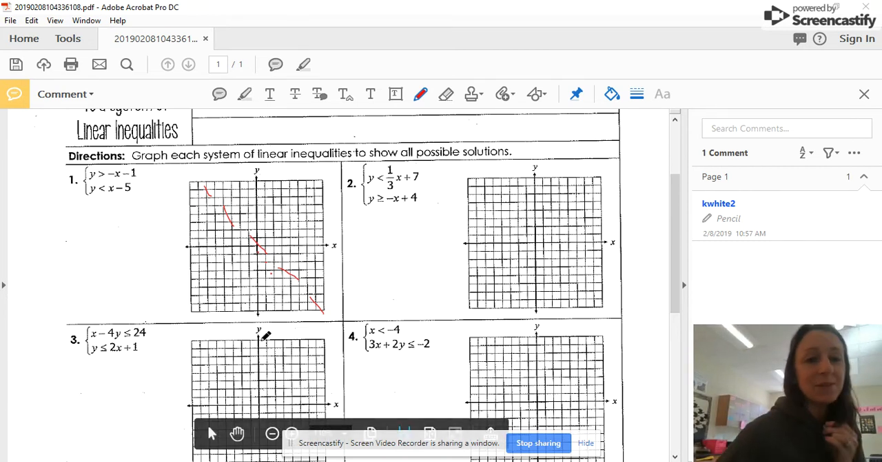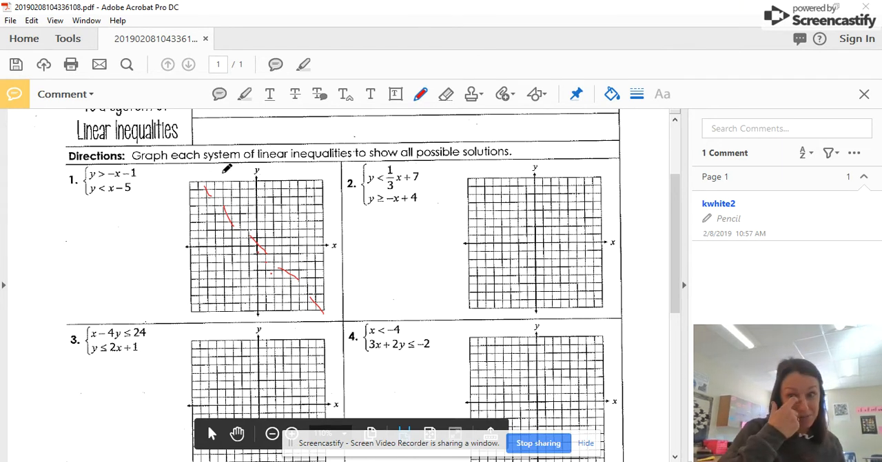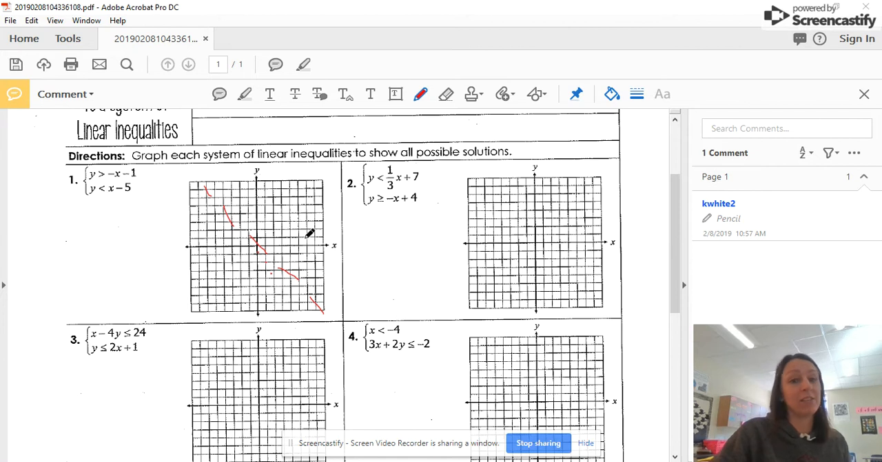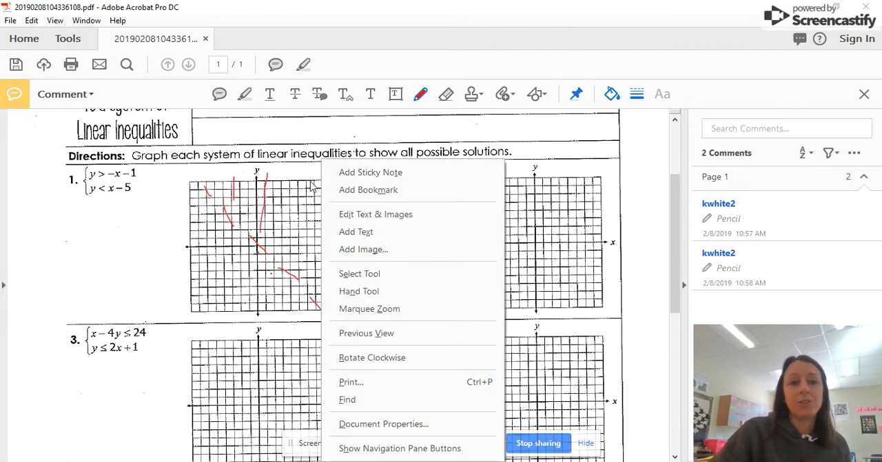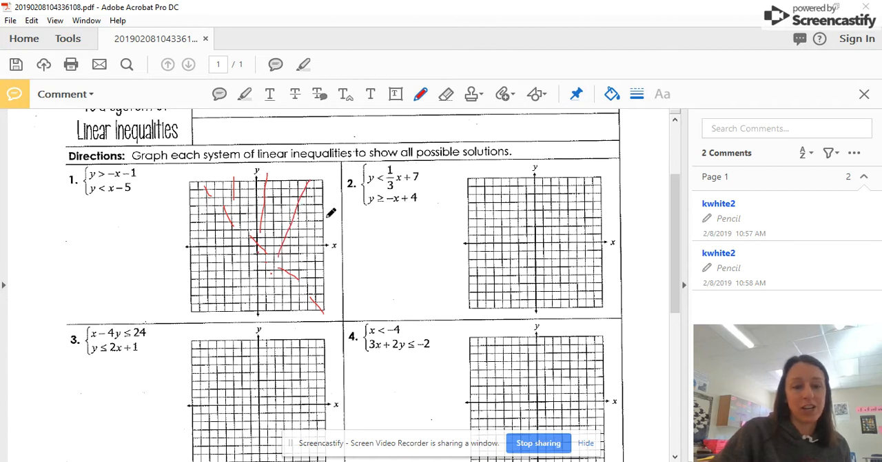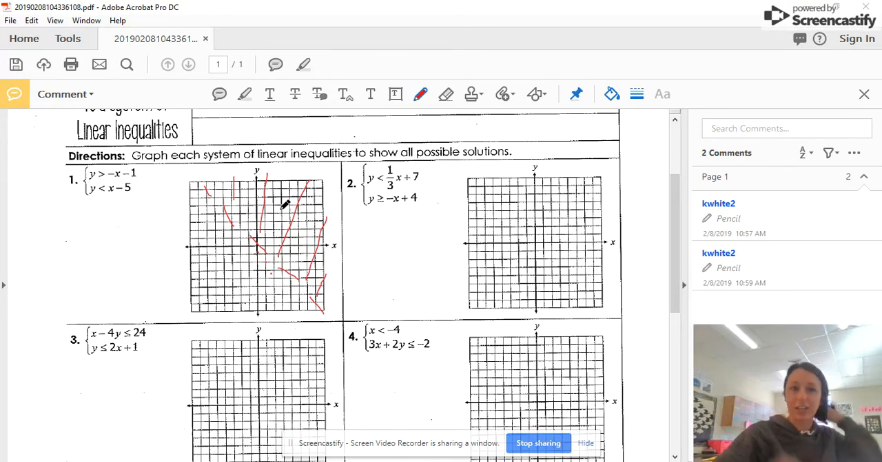All right, so in this one right here, we are shading above. So as I was saying, don't shade really dark. In fact, sometimes people like to use colored pencils to shade 2 different colors, but you're going to shade up here. Again, I'm not shading it dark. I'm just doing some lines on it so that I know that I shaded in that region.